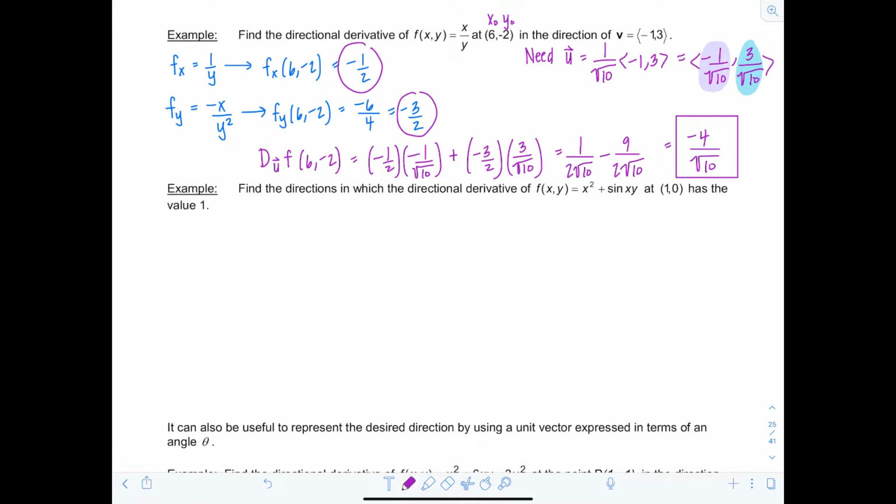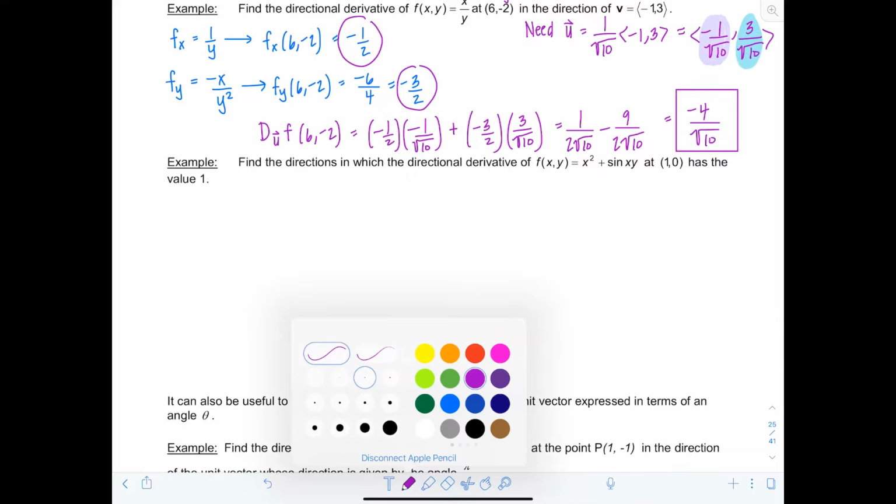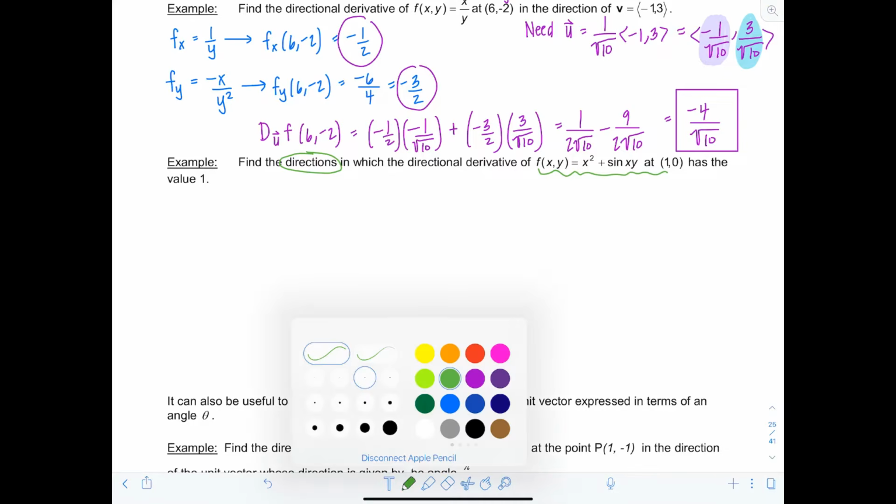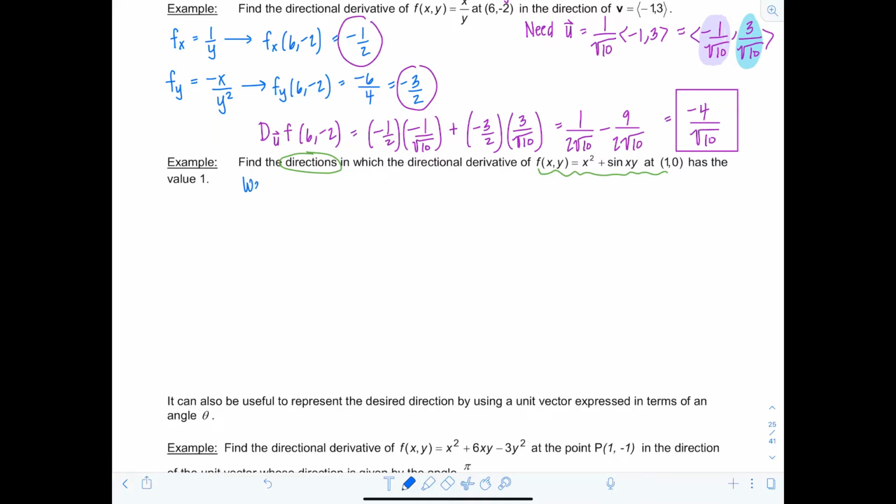So in this case, they're setting it up a little differently than before. We have to find the directions, meaning we need to figure out what u is. And they gave me the value of the directional derivative already. So basically, we know that the directional derivative of f at the point (1, 0) in the direction of u is equal to 1. What I need to do is figure out what u is. So we'll say u has components a and b.